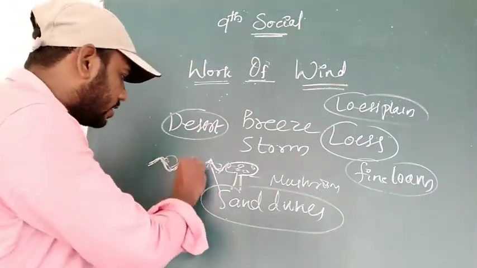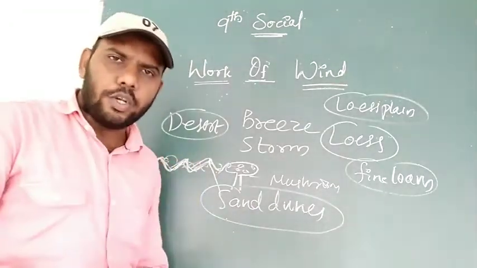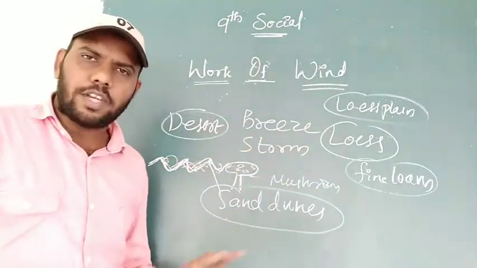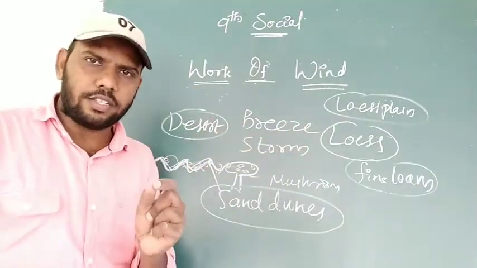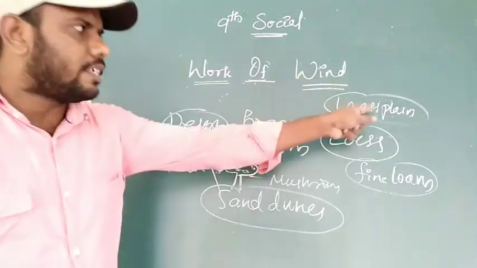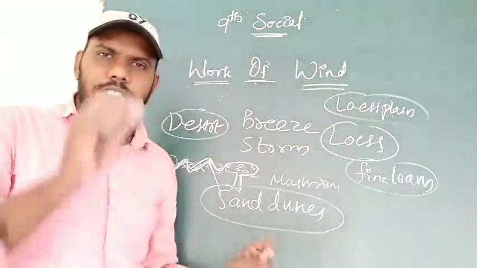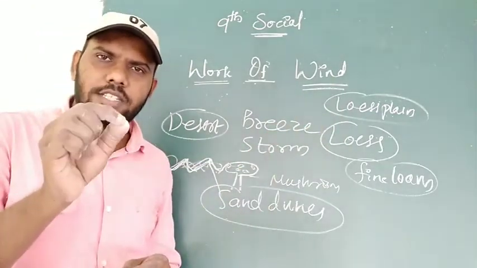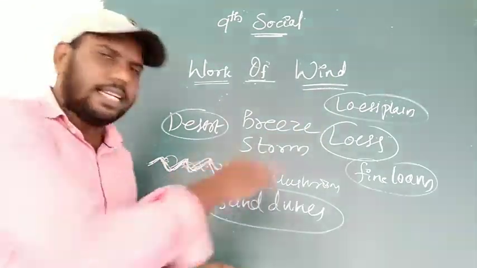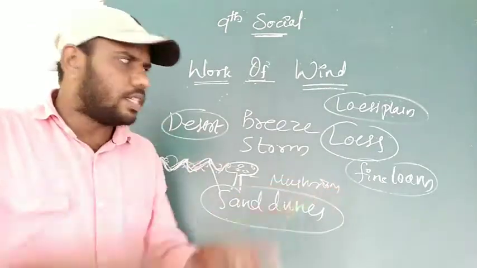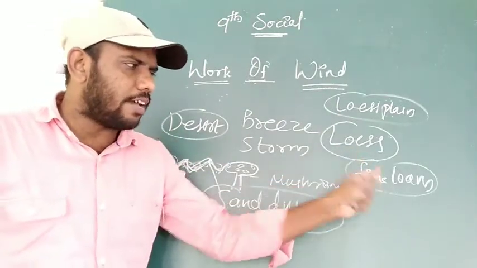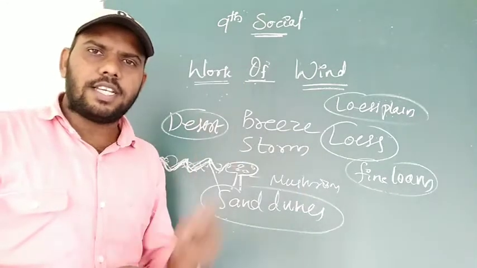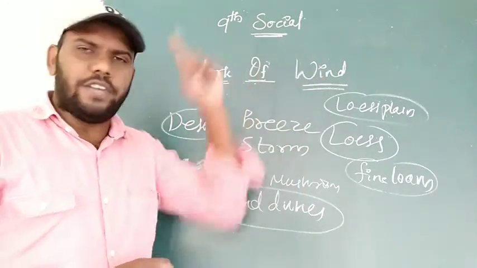Remember, this structure we call sand dunes. It is depositing the soil from one place to another place. That's what we call sand dunes. Okay, understood, children? Sand dunes. And this is a loess plain, and this is a sand dune. Loess plain, we understood, is very fine dust soil beyond the desert region, and its deposit we call loess plain. It has a fine loam. Got it, children? So this is the work done by the wind.